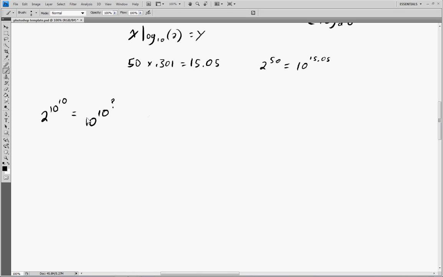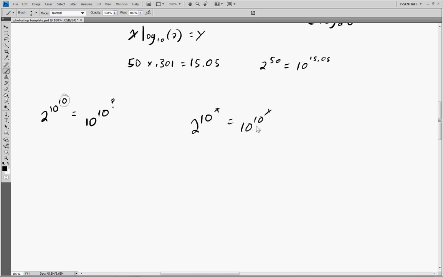To figure out this equation here, we're going to do the exact same thing as before. We're going to make a generalized form of the equation. So instead of having a 10 up here, we're going to have an x, so we can plug in anything we want. So it's 2 to the power of 10 to the power of x is equal to 10 to the power of 10 to the power of y.